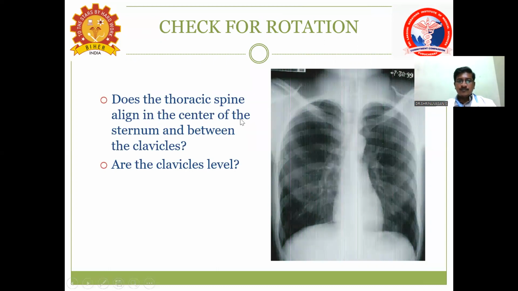So look at the thoracic spine, look at the clavicles. You have to see that the clavicles are at the same level and equidistant from the midline. That is important, and thereby we can identify whether it is rotated or not rotated.